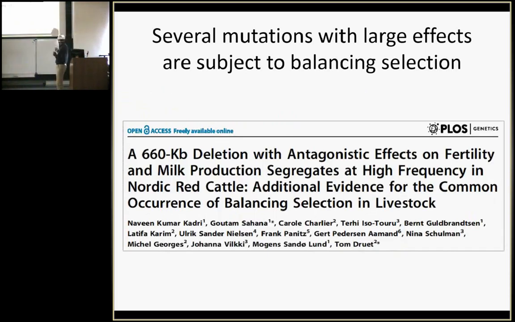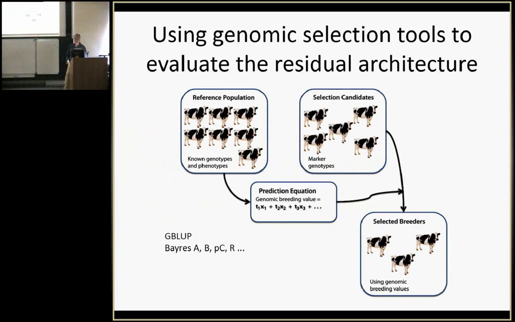So we've seen an embryonic lethal in Scandinavian breeds, so it's a deletion. It's causing embryonic lethality. But one copy of the deletion increases milk production very strongly. So the breeders select for milk production, and by doing that, they increase the frequency of a genetic defect that is causing embryonic lethality. Okay, here we finished.